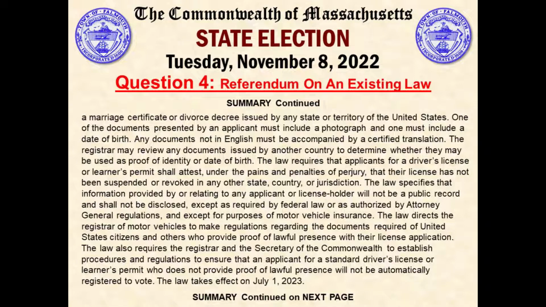The law also requires the Registrar and the Secretary of the Commonwealth to establish procedures and regulations to ensure that an applicant for a standard driver's license or learner's permit who does not provide proof of lawful presence will not be automatically registered to vote. The law takes effect on July 1st, 2023.